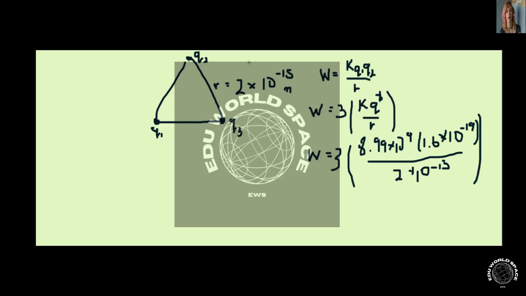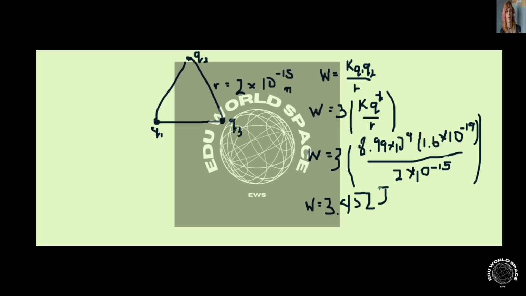Let me write this a little clearer. So it's 10 to the power of negative 15 over here. Sorry, it's not very clear. All right. So if you plug these into a calculator, we'll get that the work is equal to 3.452 joules.